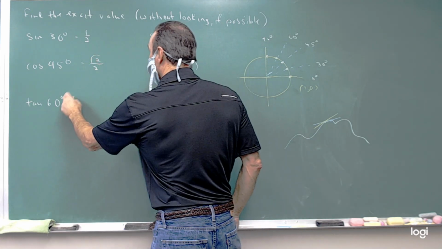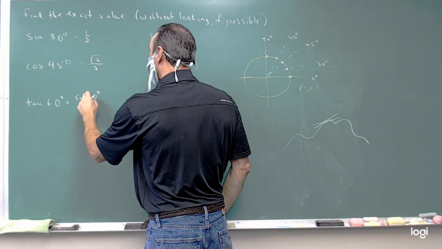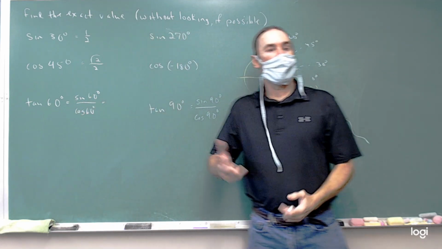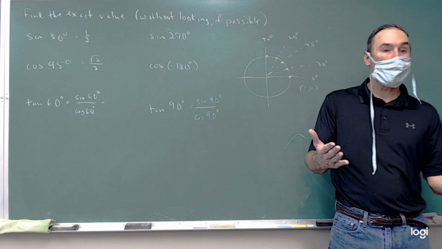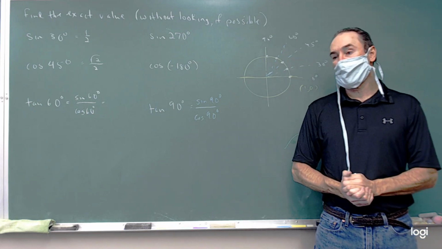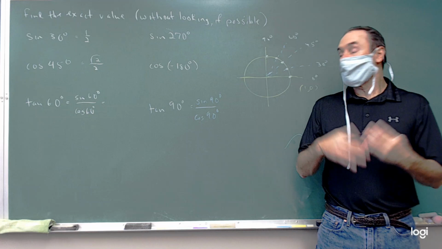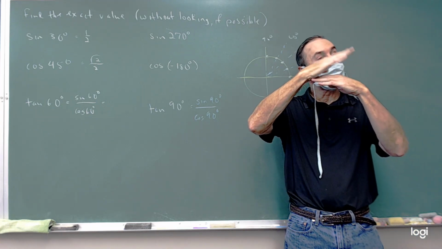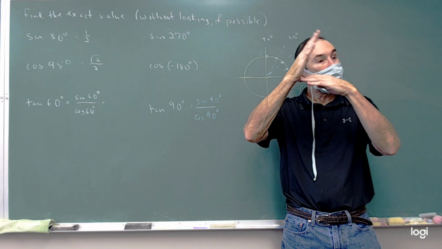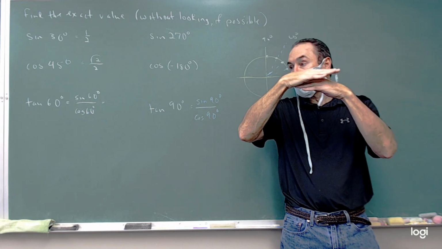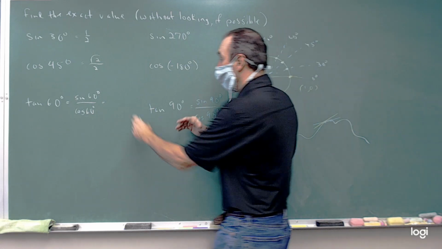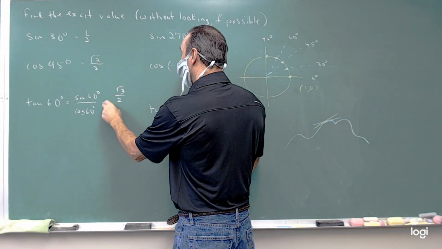Now, tangent of 60, when you do a tangent, you're really doing two problems, because you've got to find the sine, you've got to find the cosine, and then you've got to simplify the fraction that comes out of that. So sine of 60, in my mind, I go, let's see, 0, 30, 45, 60. So that's going to be 4 clicks. So we're going to go 0, 1/2, square root of 2 over 2, square root of 3 over 2. So this is going to be square root of 3 over 2.